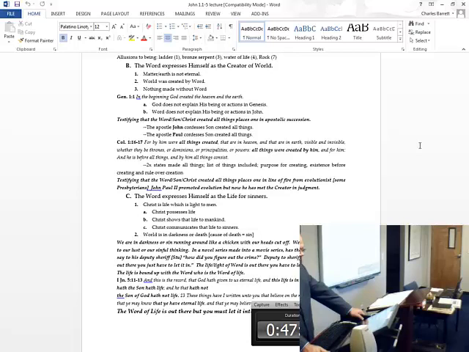In Colossians chapter 1, it says, for by Him were all things created that are in heaven and that are in earth, visible and invisible, whether they be thrones or dominions or principalities or powers, all things were created by Him and for Him, and He is before all things, and by Him all things consist. It's as if Paul is writing a commentary on John, and yet John wrote his later. He was before all things. He was in the beginning. He created all things. He says it twice, just like John did. Right?